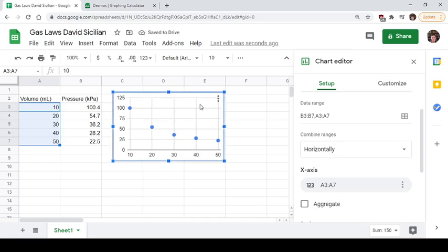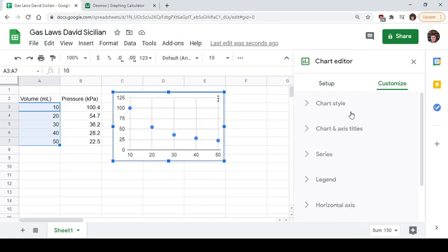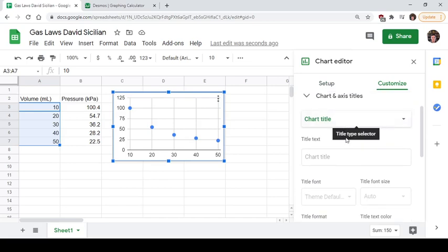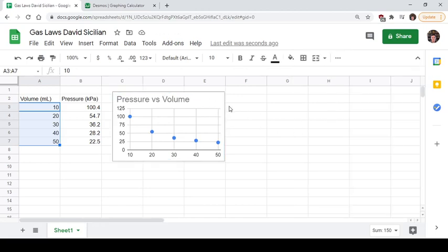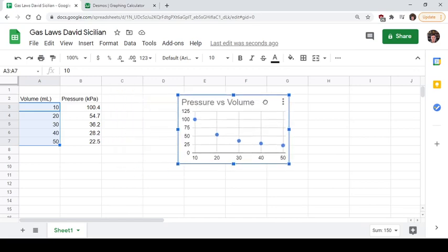The last thing I'm going to do with this chart is give it a title. So go to Customize and click on Chart and Axis Titles. And under Chart Title, let's just write pressure versus volume. Okay, and then you should just be able to get out of the chart editor, and we have that.